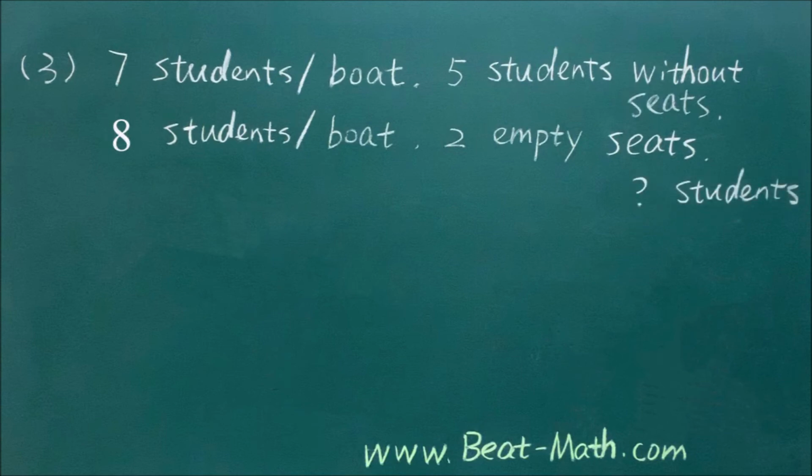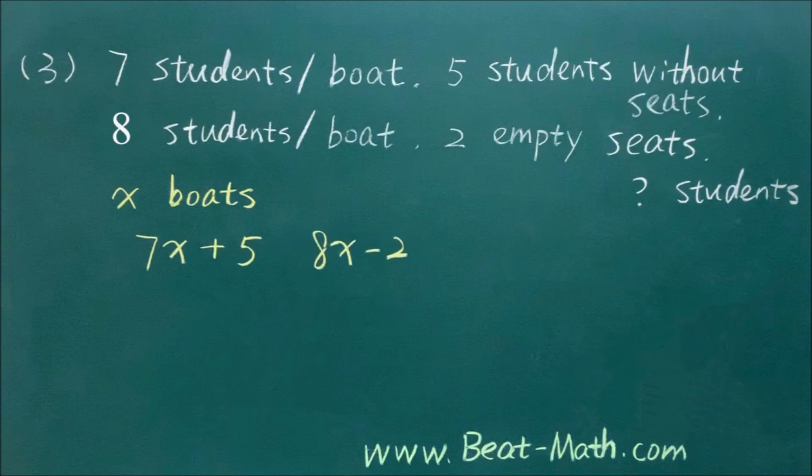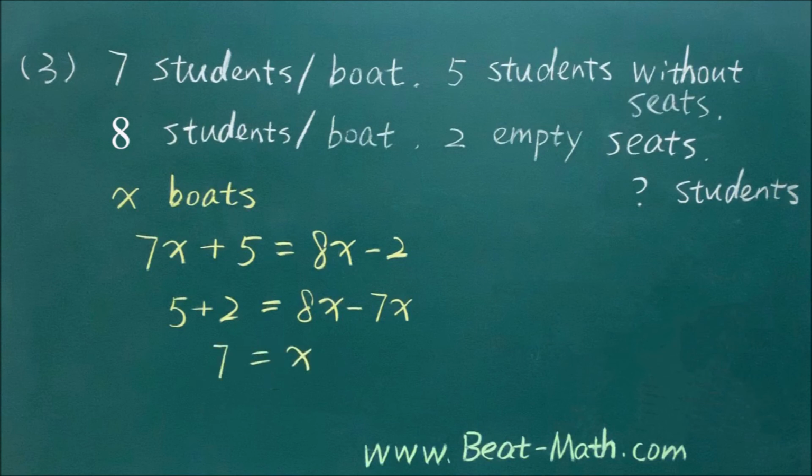Like the previous problems, if we let x represent the number of boats, then the total number of students is 7x plus 5 or 8x minus 2. Since those expressions equal the same number, we get the equation 7x plus 5 equals 8x minus 2. Again, we solve for x, collecting x terms on one side and the terms with numbers on the other side. The result is 5 plus 2 equals 8x minus 7x. So x equals 7. There are 7 boats.